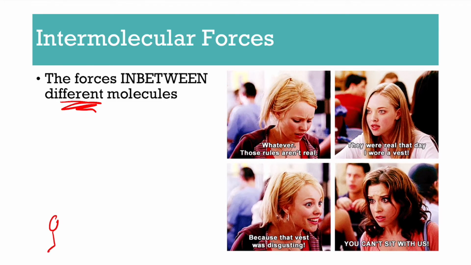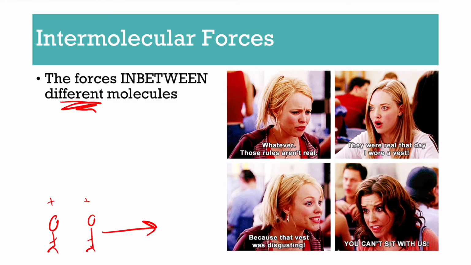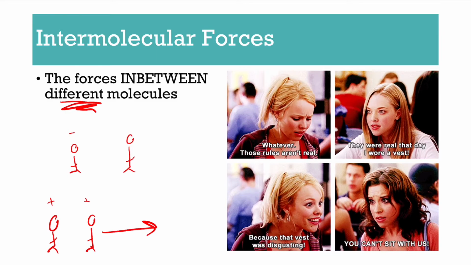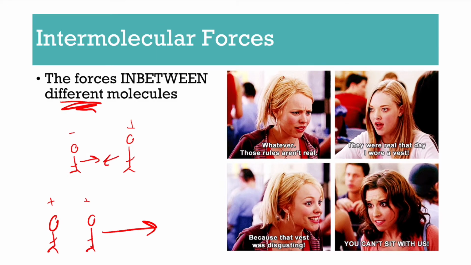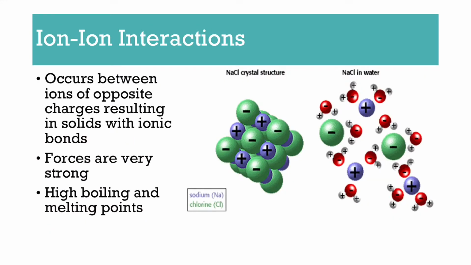You might have a little positive dude and another positive dude may run away from each other. That's the intermolecular force. If you have a negative dude and a positive dude, they may come close together. That's intermolecular forces. The first one is ion-ion interactions. This is between two oppositely charged ions, so here is essentially your ionic bond. These are very, very strong and have high melting and boiling points because of this very strong attraction.